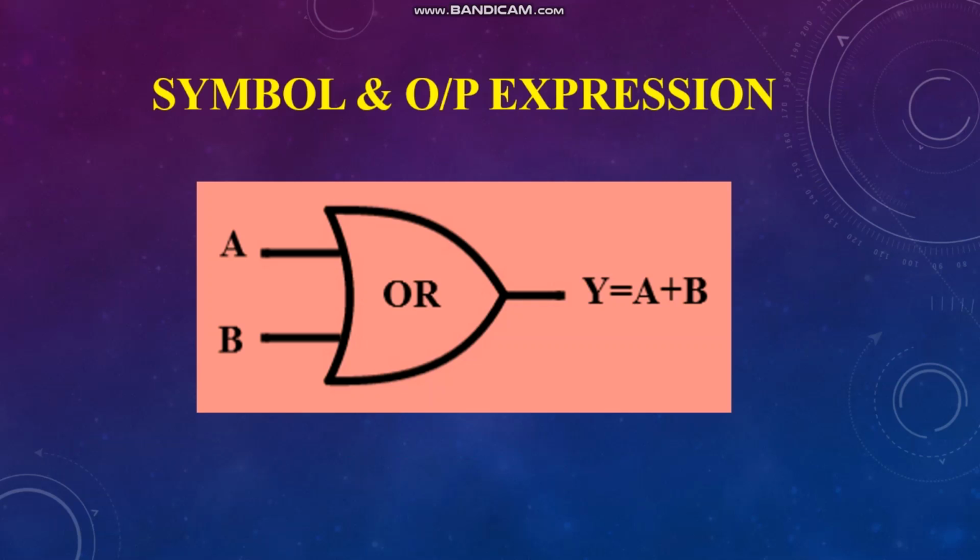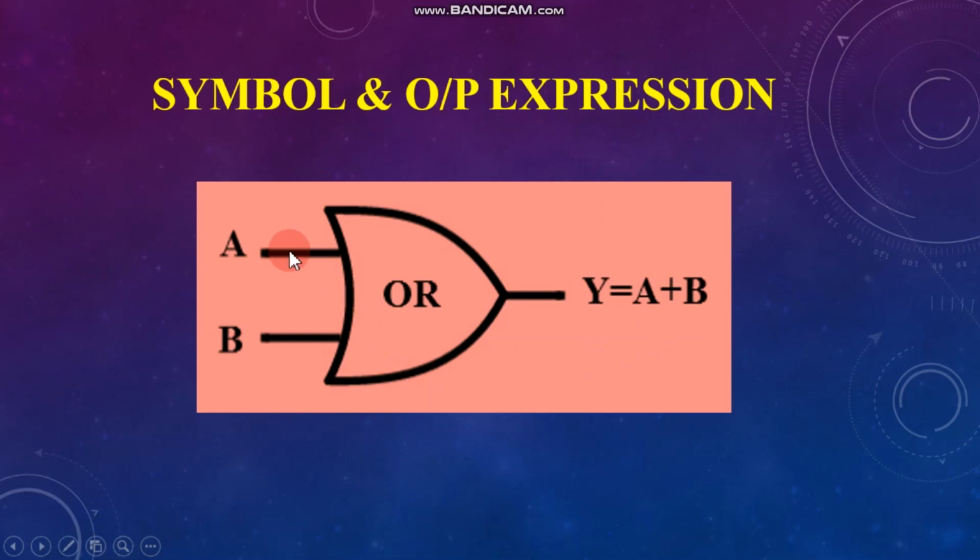In this I have given two inputs, A and B, and the output is expressed as Y. Now this OR gate functions in such a way that whatever inputs you give, it will do the summation of them. It will add all the inputs together. So since the inputs are A and B, the output is expressed as Y equals A plus B.